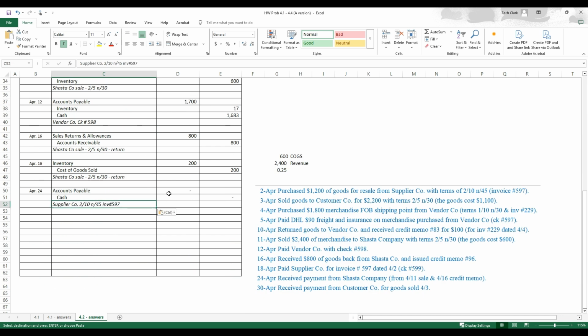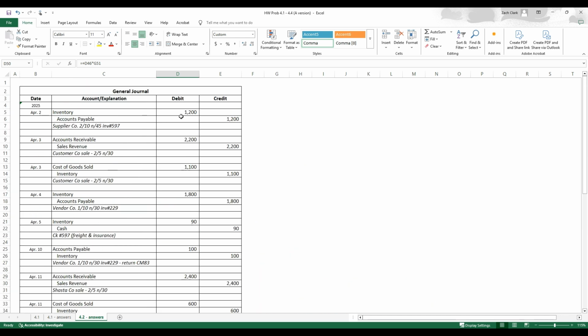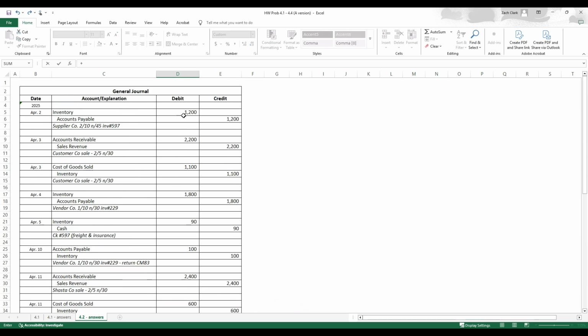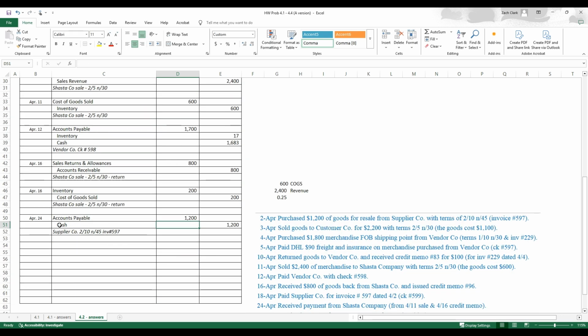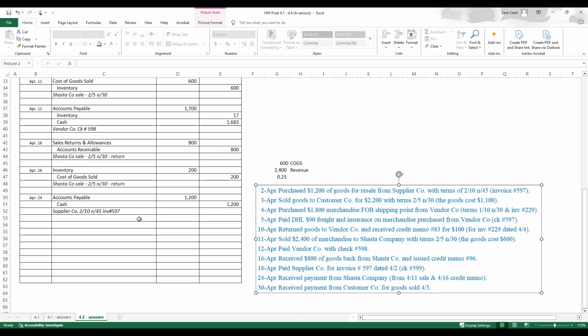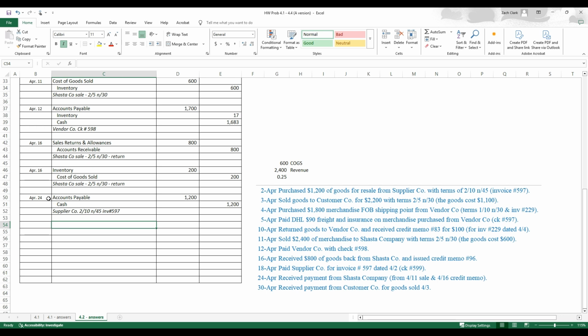And then again, that was dated, it tells us, on the 2nd. We're just going to copy this explanation down there. And the amount that it was $1,200. So again, no discount on this one because it was too late, but that's okay. We made the payment and paid in full. Okay, so that is good. And then our final, make sure I got everything here.